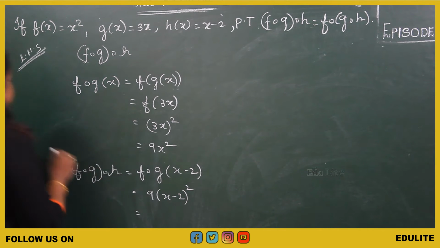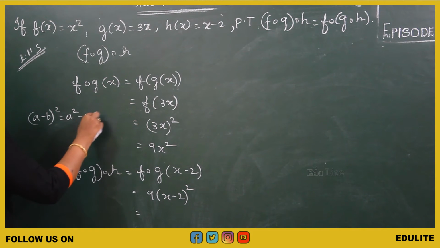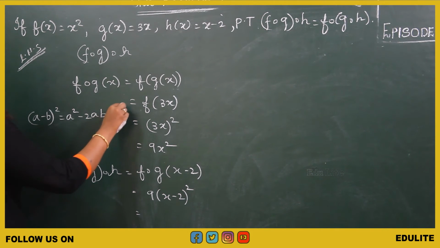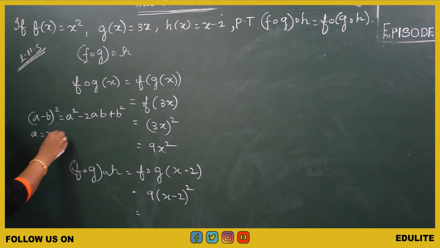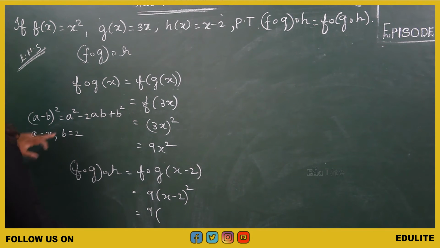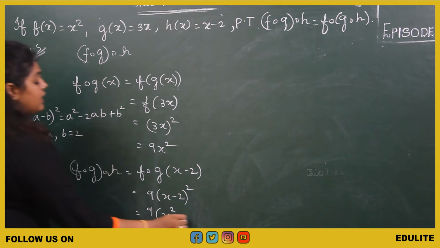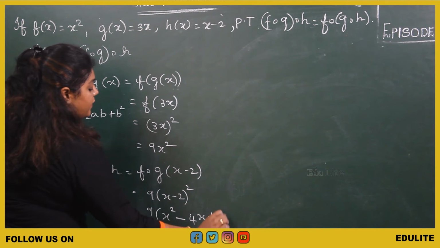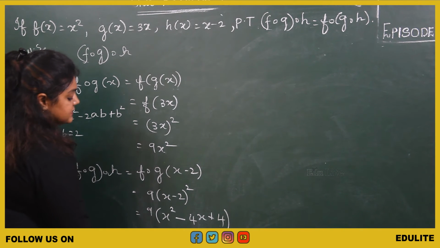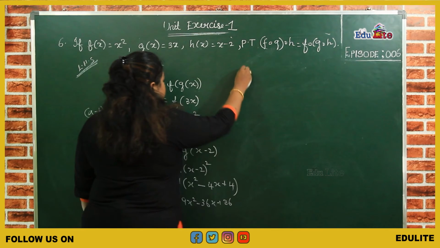Expanding this using the a minus b whole square formula, a square minus 2ab plus b square, the value of a is x and the value of b is 2. Therefore, 9 into x square minus 2 into a into b, which is 4x, plus 2 square, which is 4. So 9x squared minus 36x plus 36.